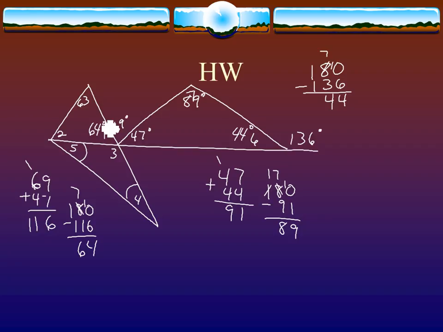So these 2, 63 plus 64. Got another triangle right here, right? That's 127, subtract that from 180. What's that give us? 53. So angle 2 is 53. Now what? We still have 3, 4, and 5 to find.